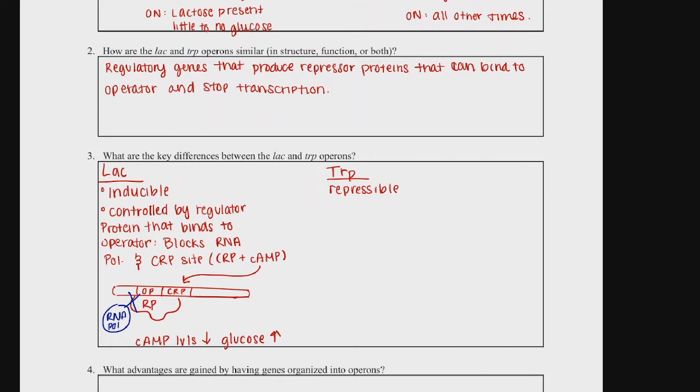And that's the more confusing one. Honestly, tryptophan is repressible. It's only turned off with an excess of tryptophan.